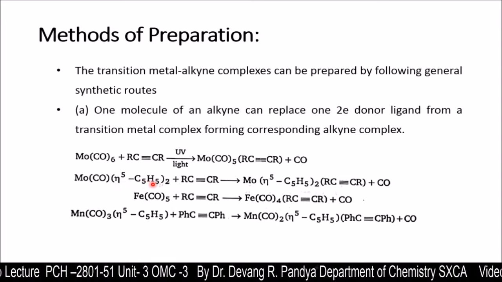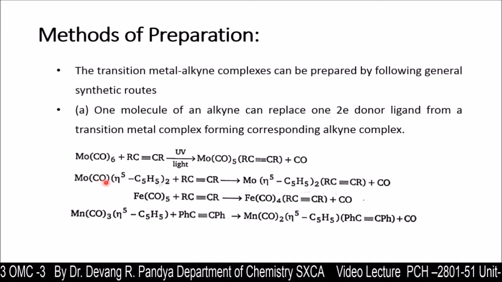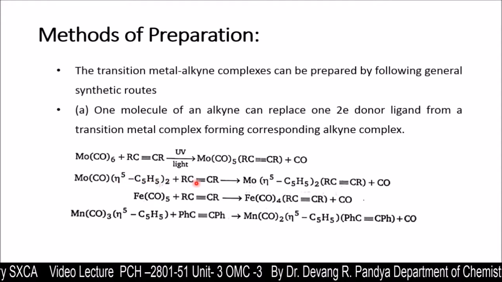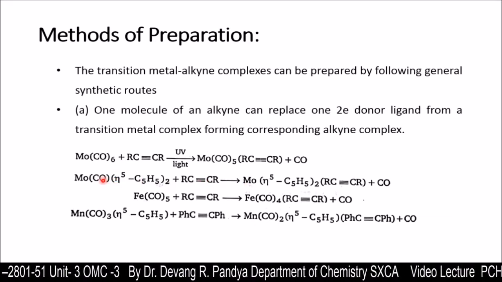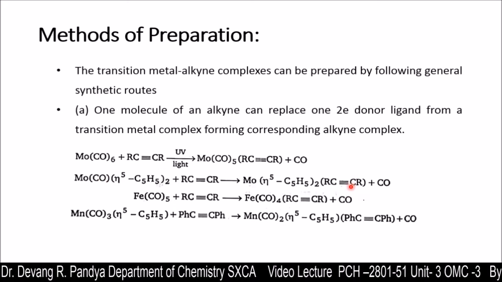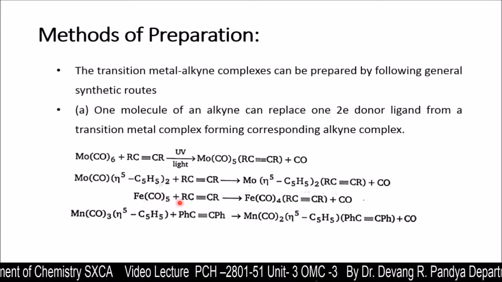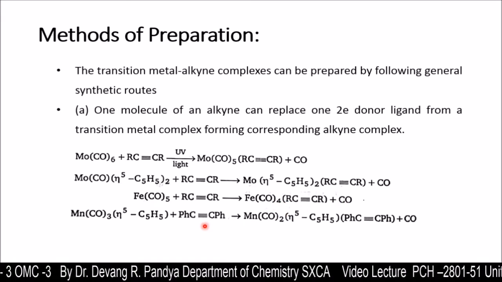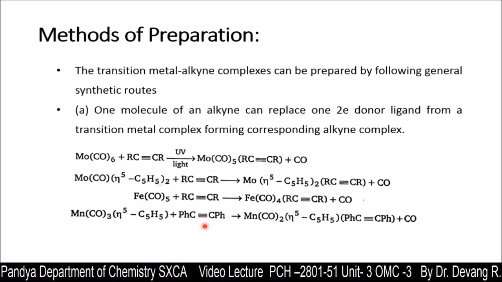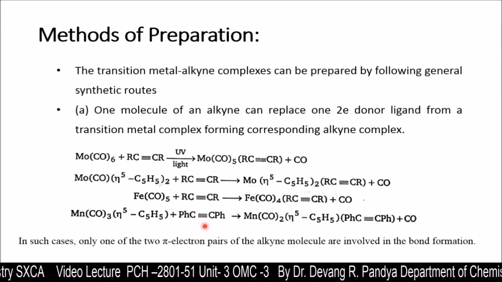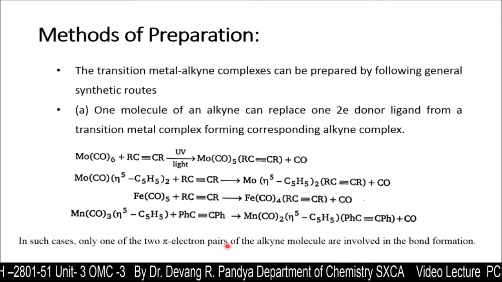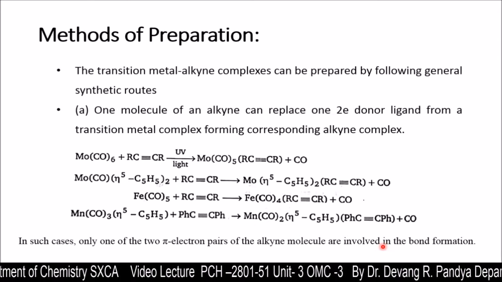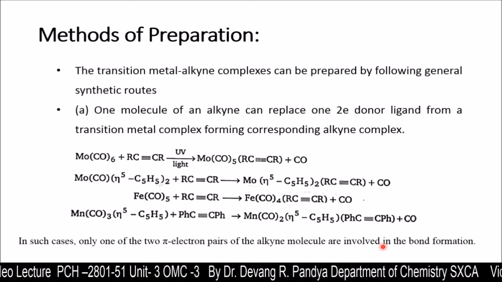Similarly, if we have this complex where only one carbon monoxide ligand is there and 2 cyclopentadienyl ligands with pentahapticity, and it is treated with alkyne, you can see that the one carbon monoxide is replaced by the alkyne group. Similarly, a pentacarbonyl iron complex treated with alkyne, the alkyne replaces one carbonyl. So all these reactions are similar. Substituting one carbonyl group, alkyne acts as a 2 electron donor ligand and attaches to the transition metal complex, forming the corresponding alkyne complex. In such cases, only one of the 2 pi electron pairs of the alkyne molecule is involved in bond formation. When we study the bonding, we will see the difference between alkyne as a 2 electron donor ligand and alkyne as a 4 electron donor ligand.